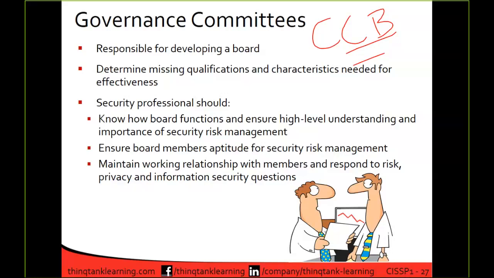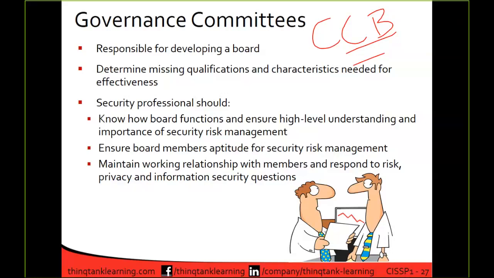Determines missing qualifications, characteristics needed for effectiveness. Oh, you're going to implement a new CRM, or a new database? Well, you can't do that unless we open up these ports on the firewall, or unless we implement this new VLAN. Make sense? So as a security professional, you should know how any board functions, and ensure a high level of understanding and importance of security risk management. In other words, your input into this board is the security aspect of it.